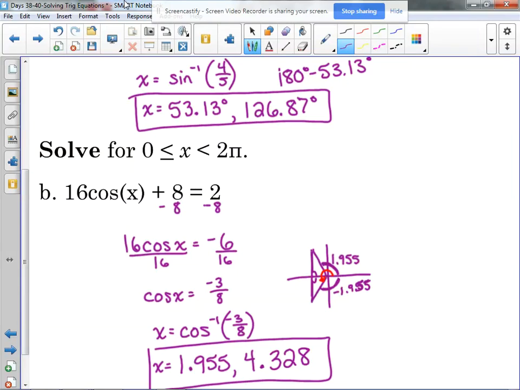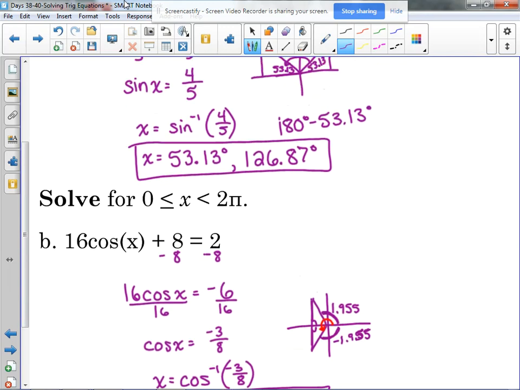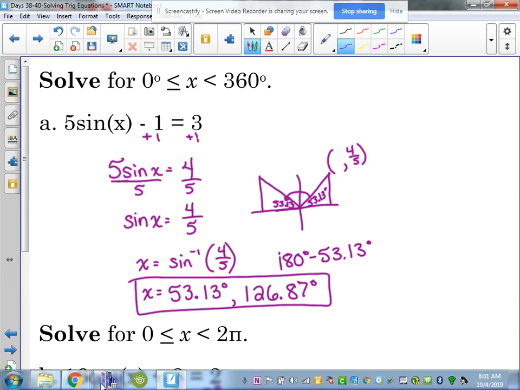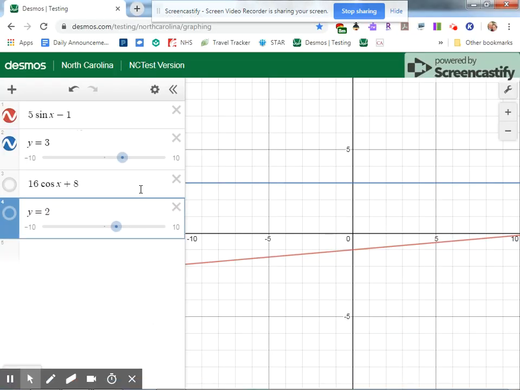Equation. It doesn't matter: trig, polynomial, rational, square root, any equation that you're faced with, you can solve by graphing. You plug in the left side of the equation, you plug in the right side of the equation, and what do you look for? The intersection. Okay, we look for the intersection.